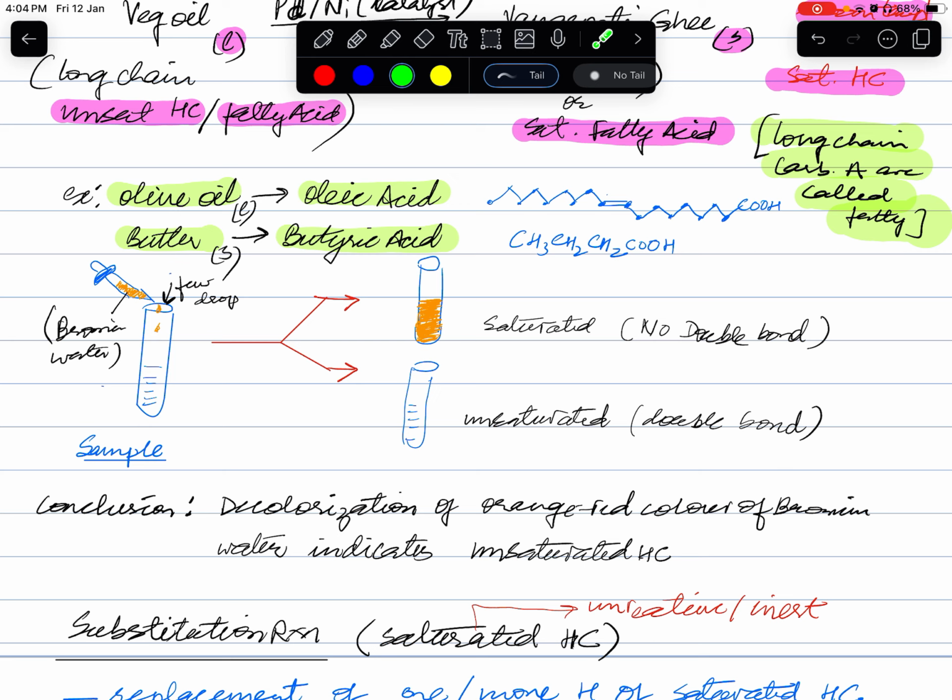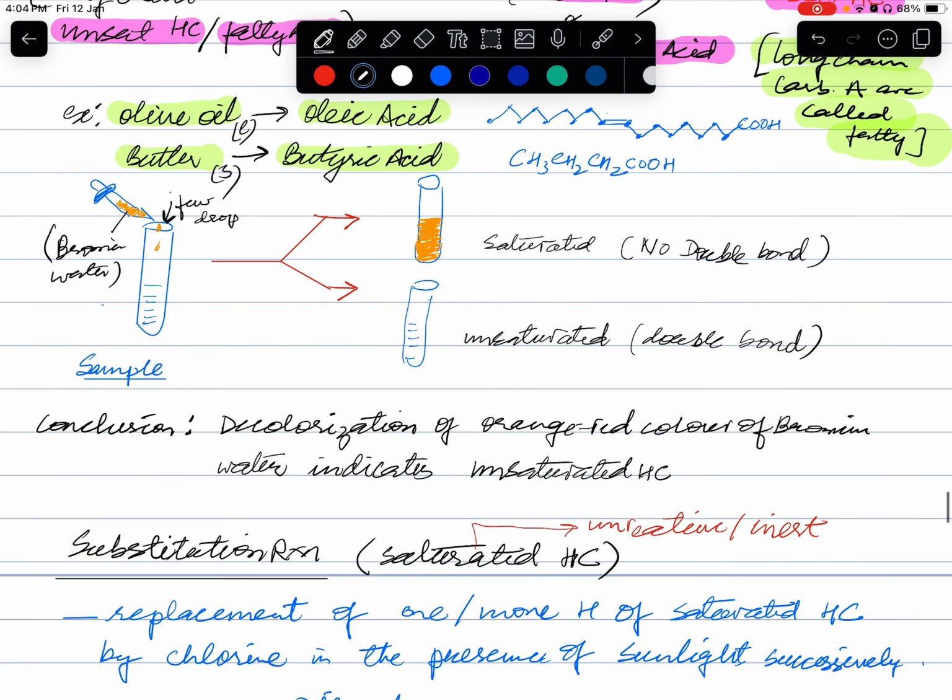But what we have seen is, if this sample is saturated, in that case this color is there because we have added a color. But if it is unsaturated, then the medium remains colorless. So the question arises, where has this orange color gone? Why? Because if it is an unsaturated hydrocarbon, then we will write down the equation here.